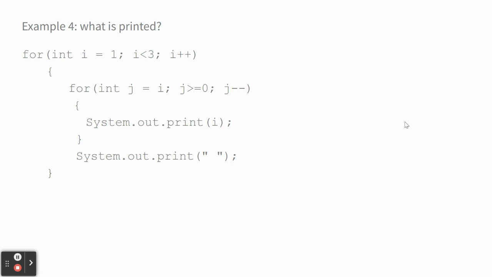So here's another one. This time I is starting at 1, and as long as I is less than 3. And then inside, j starts out as I, and we keep going as long as j is greater than or equal to 0, going down 1 each time. So I'd like someone to tell me what this is, but just figure it out first. I don't remember what it is, so I'm going to figure it out.